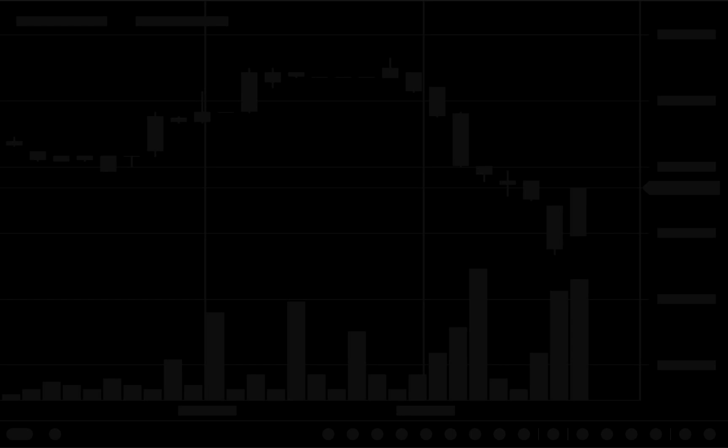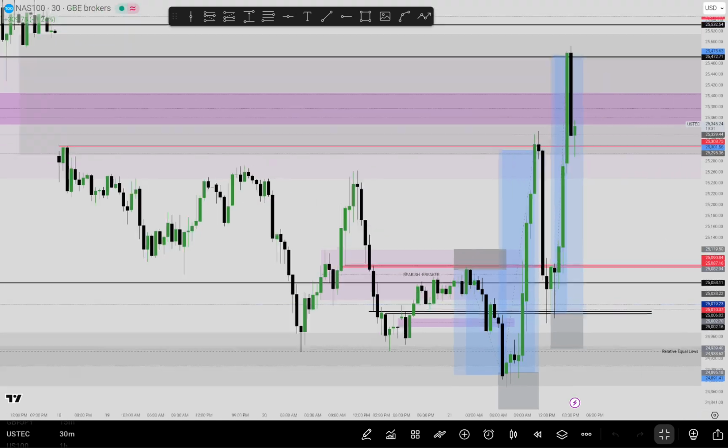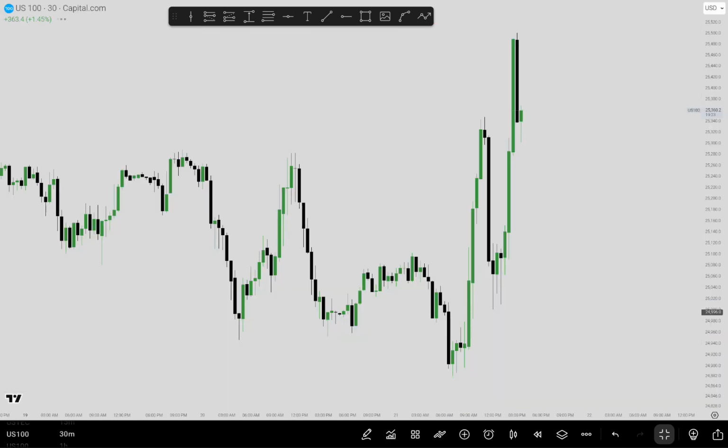So today I took three trades. I took sell, buy. Now I'll be explaining them. So these are the three trades, and I'll be explaining why I took the trades, what I saw, what I targeted, and let's go.